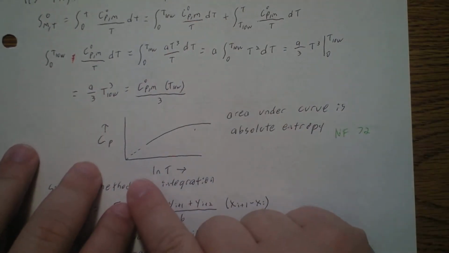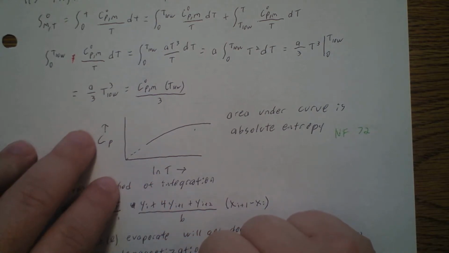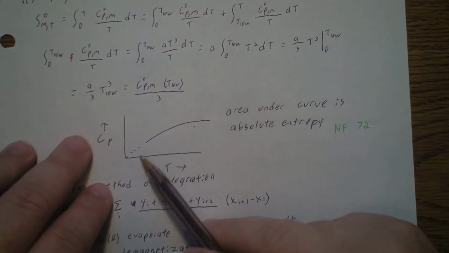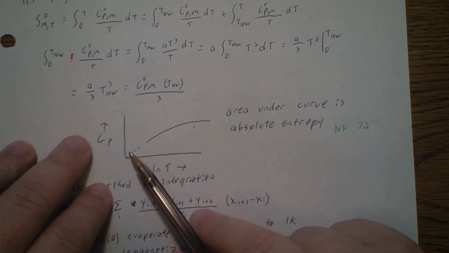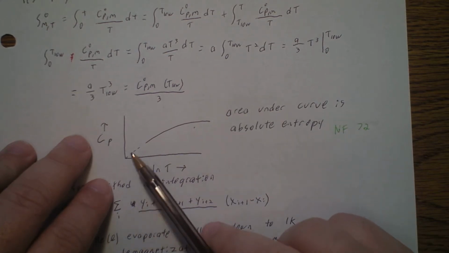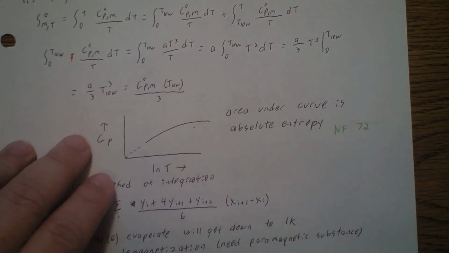So here's a graph showing the heat capacity at constant pressure against the natural log of temperature. So here we are, these dots, we couldn't get to absolute zero, so we used Debye's theory to extrapolate it. And then we have measured values here. If you integrate underneath the curve, that is your absolute entropy.